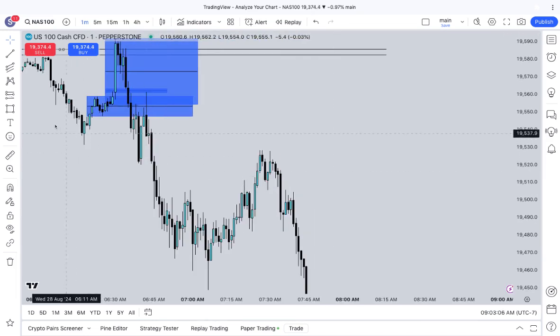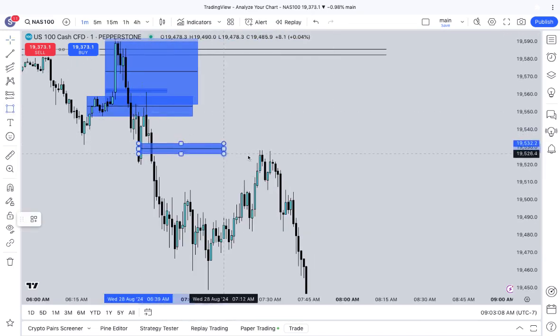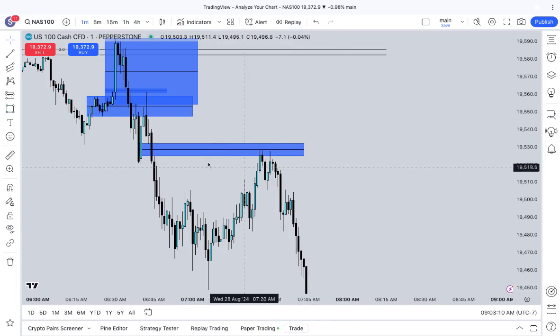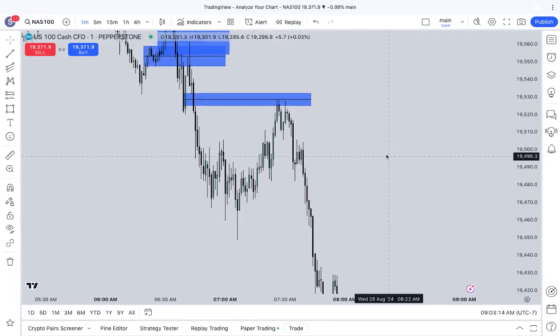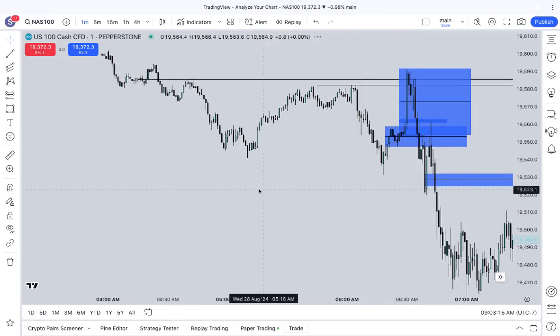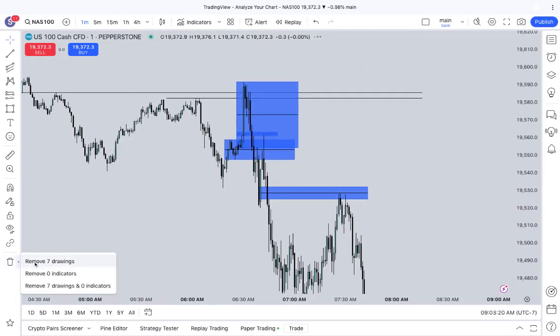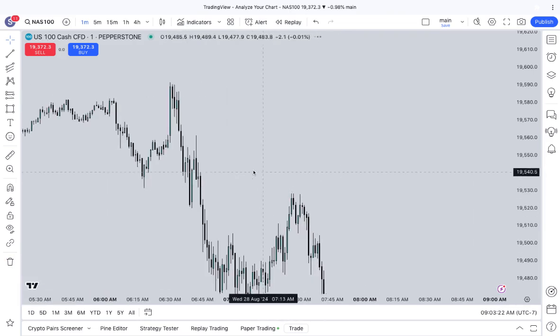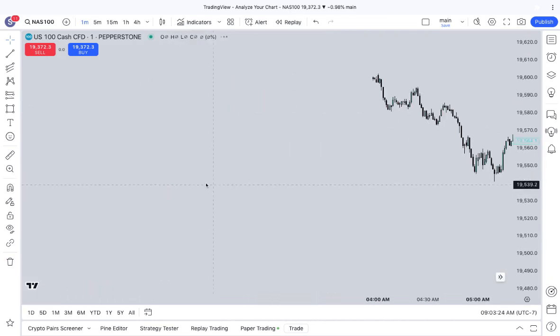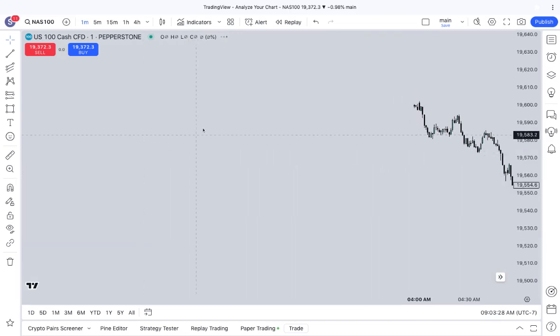You could have also waited for a retracement into this order block, this fair value gap right here, and entered off that. So that's basically a little bit of my trading plan and what I've learned so far. Let's go look for another example. Could look at yesterday's trade that I didn't take.